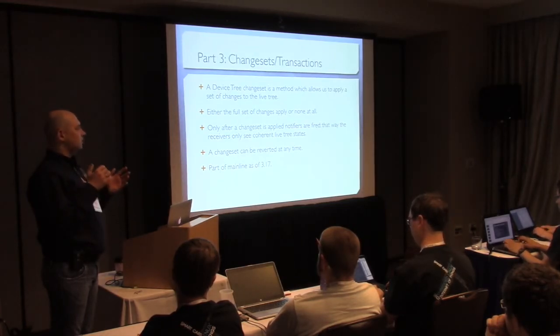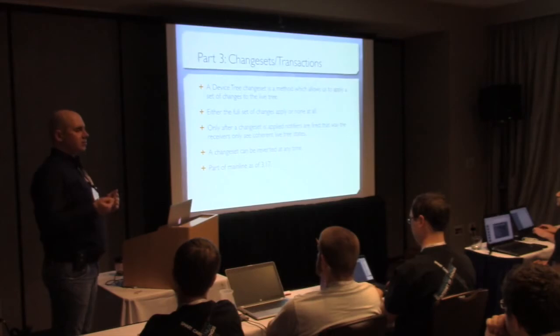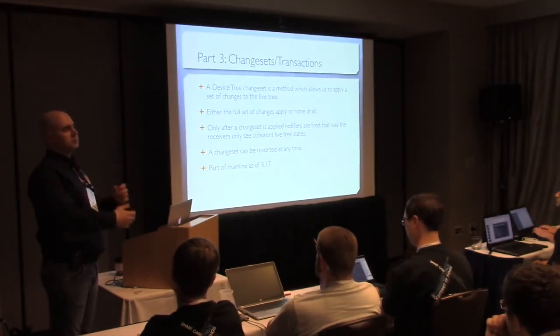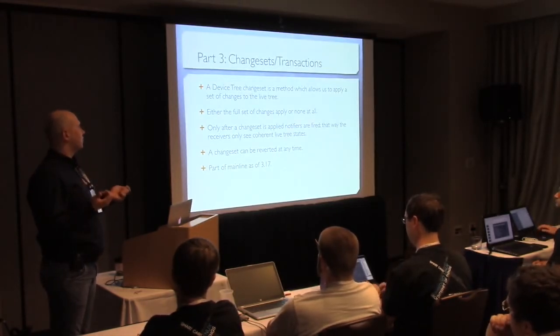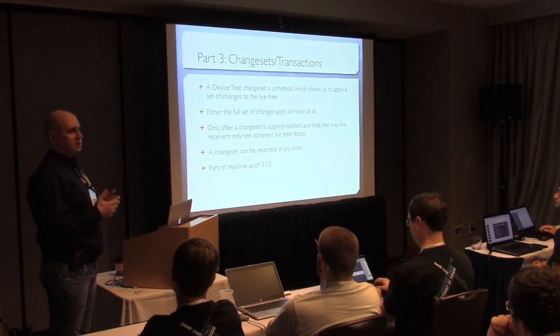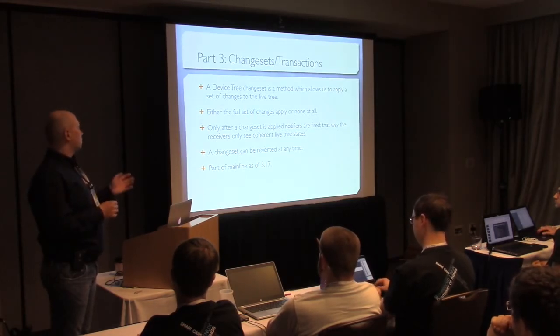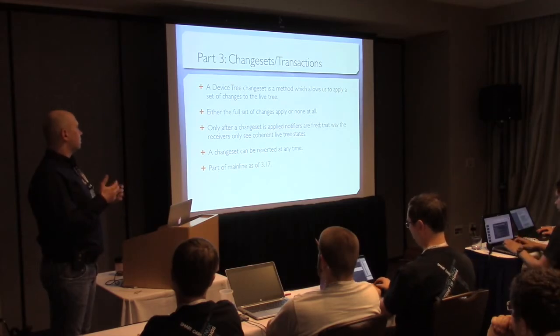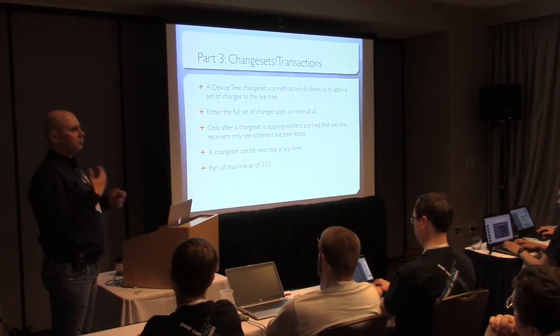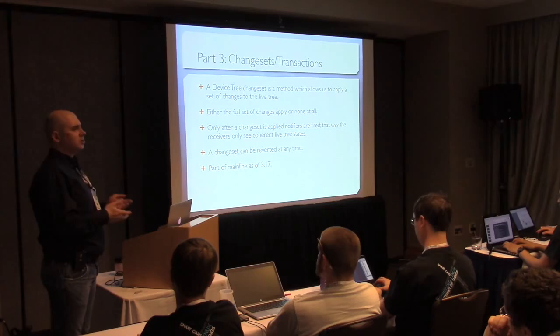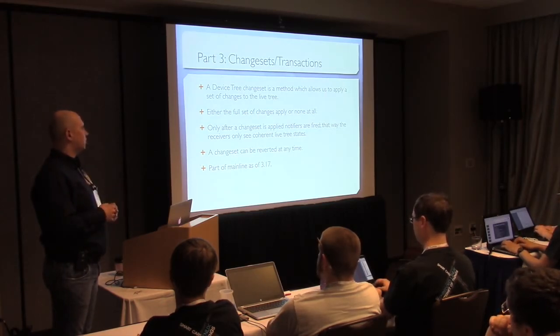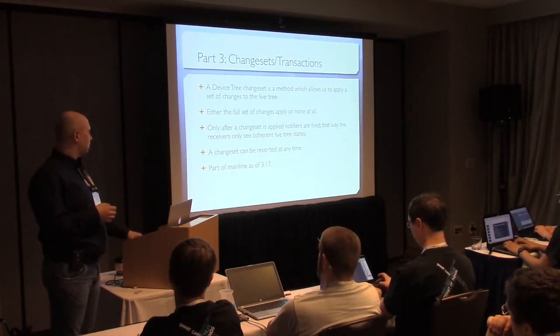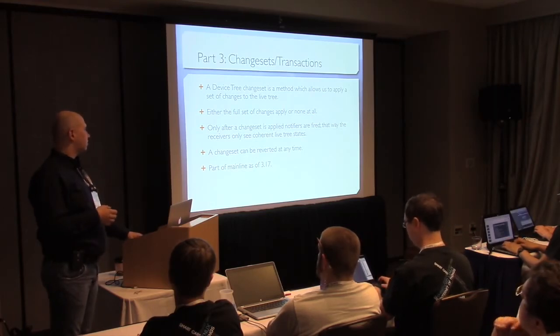But you also need that in the case where the cape is removed, so that you can go back to the original state without any special handling. So the way that we do that is we have something called change sets. After the change set is applied, we fire notifiers so that users that want to know about the state of the device tree can be informed, and then we can revert the operation when we're done with it. So they are part of the mainline as of 3.17.